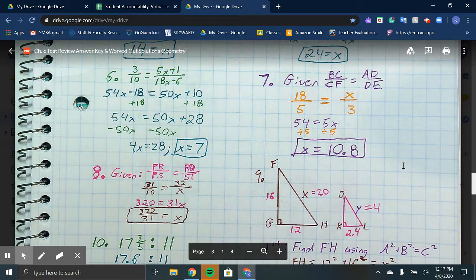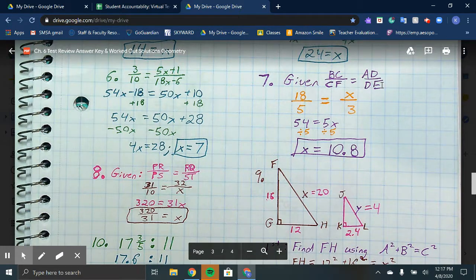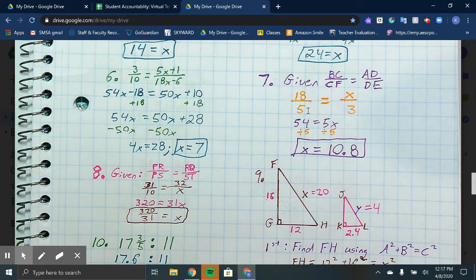Now with problems 7 and 8, they gave us the proportional information. What you want to do is look at the images and take the sides off of that. So in 7, we have BC over CF equals AD over DE. BC was 18, CF was 5. AD we don't know, so that's our variable x, and DE is 3. Cross multiply and divide, so 54 divided by 5, x is 10.8.